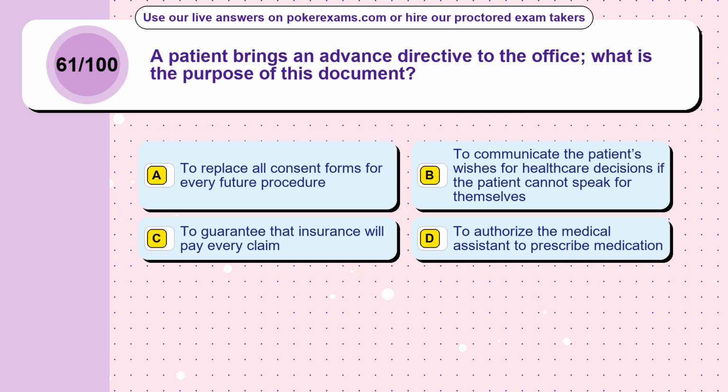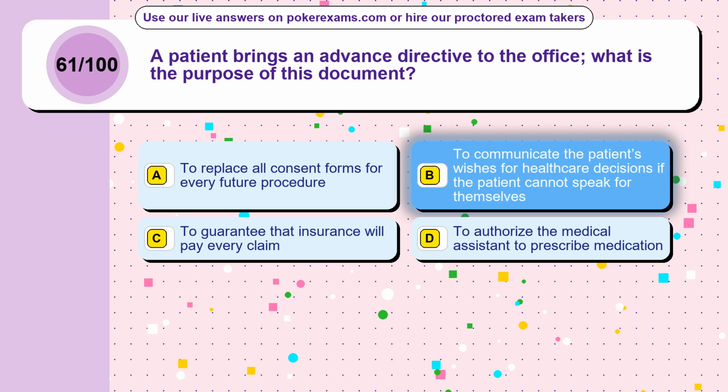Question 61. A patient brings an advance directive to the office. What is the purpose of this document? Option A. To replace all consent forms for every future procedure. Option B. To communicate the patient's wishes for healthcare decisions if the patient cannot speak for themselves. Option C. To guarantee that insurance will pay every claim. Option D. To authorize the medical assistant to prescribe medication.